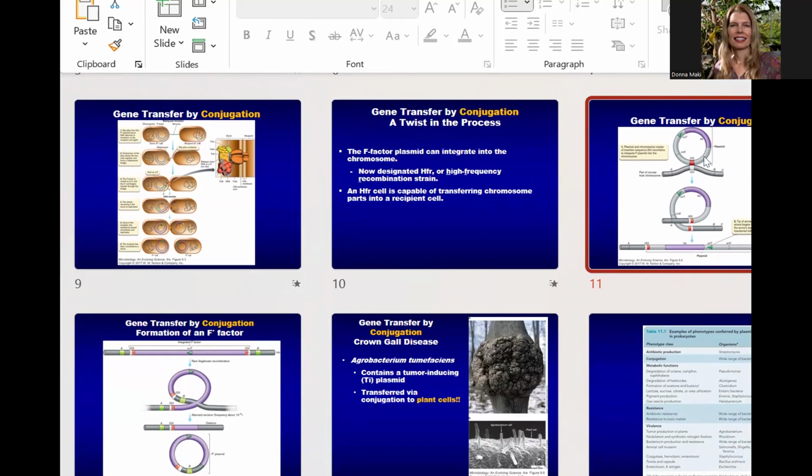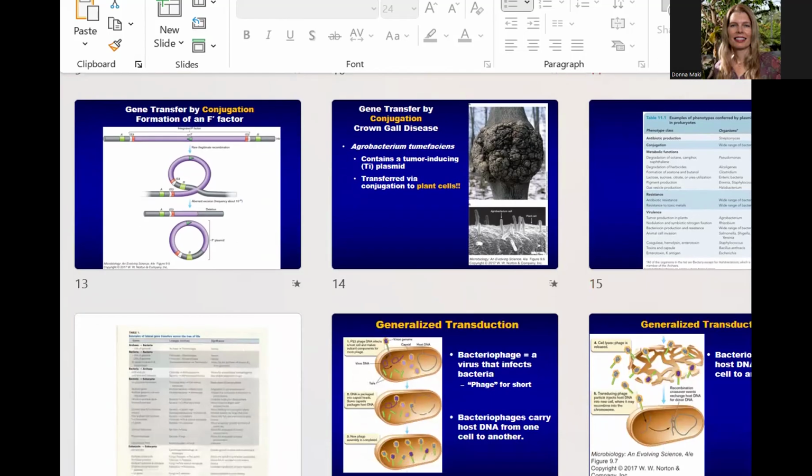And then what's the other one? Starts with a T. The other method, transduction. So transduction has two versions. You have specialized and generalized. Okay, so we were looking at that transduction last time.